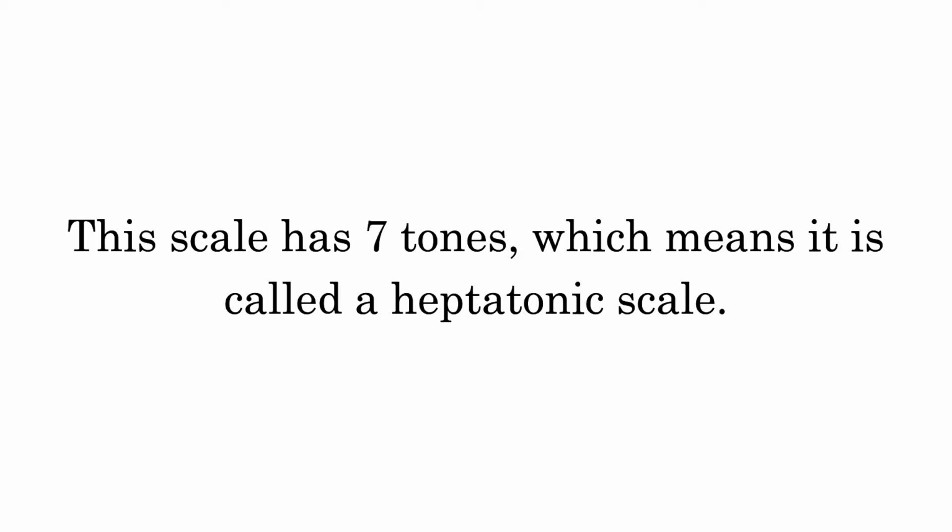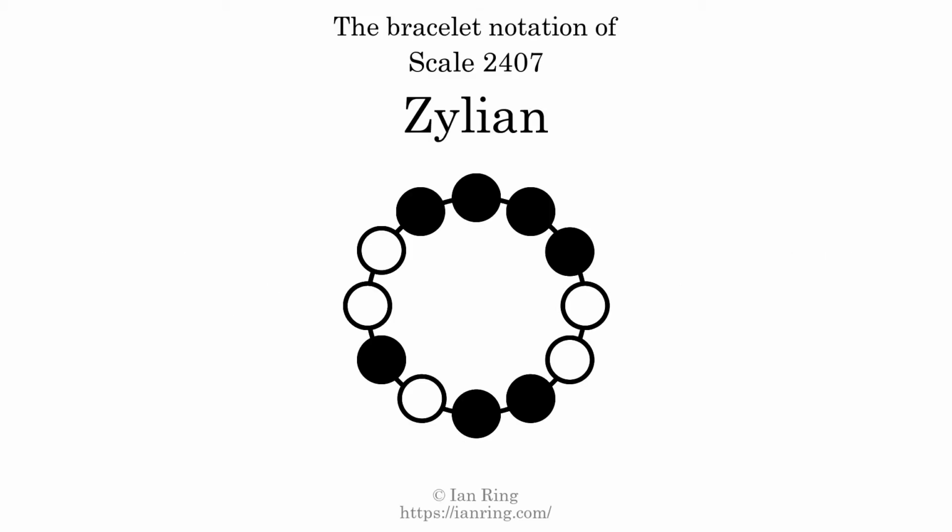This scale has 7 tones, which means it is called a heptatonic scale. This is a bracelet notation diagram of scale 2407. The shaded circles represent tones that appear in the scale, and they are read clockwise, starting at the top.